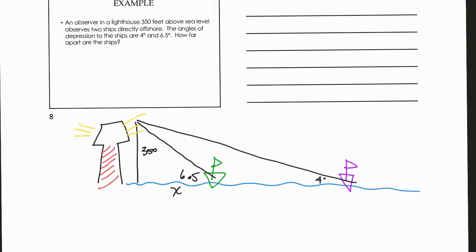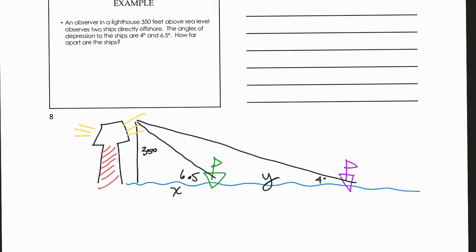I'd like you to read this problem and see if you can draw a picture, pause my video, and then come back. I'm hoping you got a picture that looks something like this. There's the lighthouse, and the angles of depression to those two ships are 4 degrees and 6.5 degrees. The question is, how far apart are the ships? We're going to call that Y.